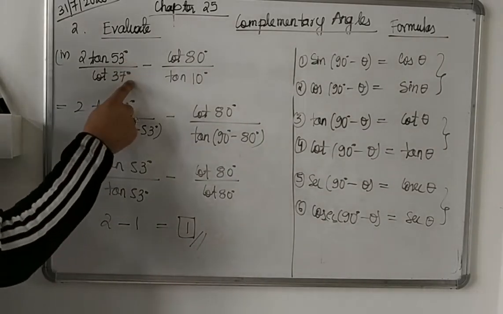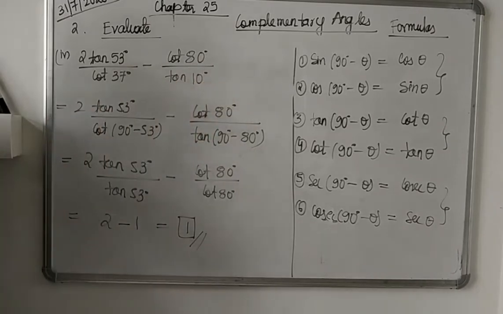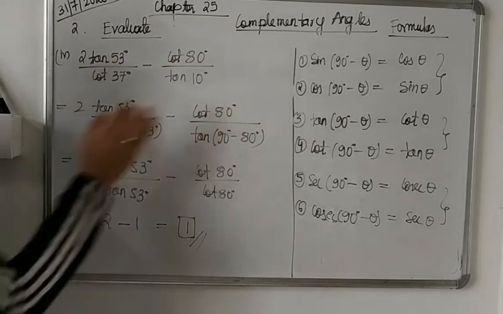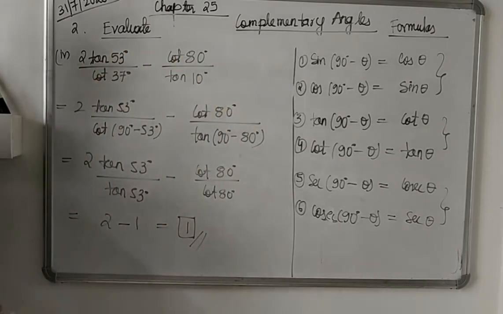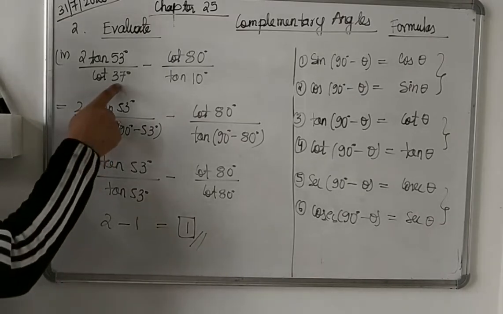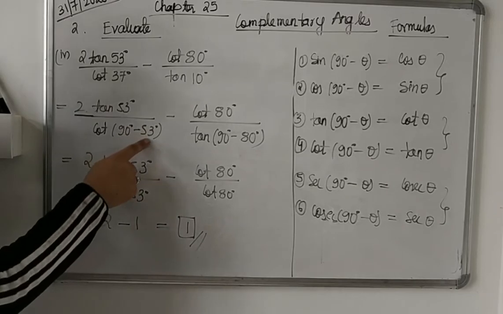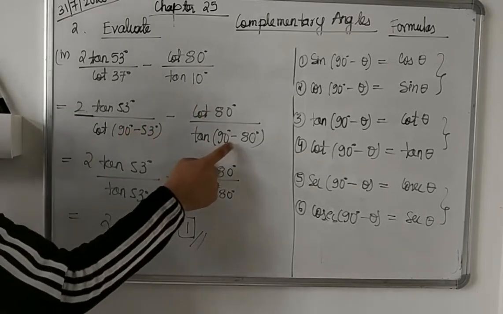53, 37, 90, 80, 10, 90. I'm keeping the numerator as it is. Now denominator, draw a line out here. Denominator I'm changing. Okay, 37 I can write 90 minus 53. 10 I can write 90 minus 10.